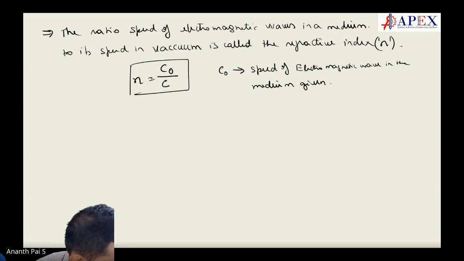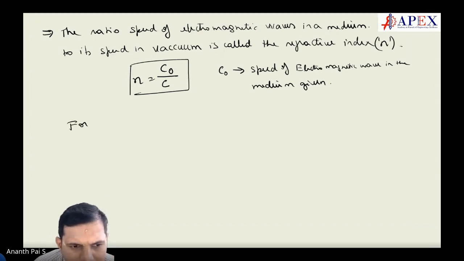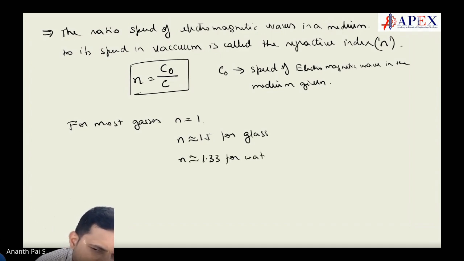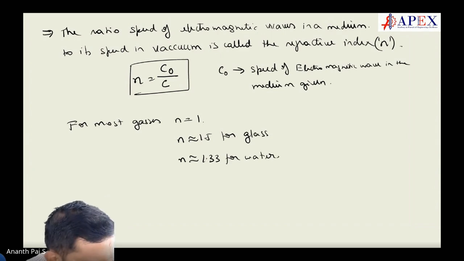So, for most gases, n is almost 1. N is almost equal to 1.5 for glass. N is almost equal to 1.33 for water. This is PUC stuff.